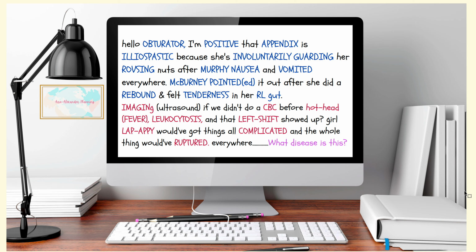Hello operator sign, I'm positive that appendix is ileospastic because she's involuntarily guarding her Rosving nuts after Murphy, nausea, and vomited everywhere. McBurney pointed it out after she did a rebound and felt tenderness in her right lower gut. Imaging, if we didn't do a CBC before hothead, meaning they do develop a fever, leukocytosis, and that left shift showed up, girl, lap APPY would have got things all complicated and the whole thing would have ruptured everywhere.